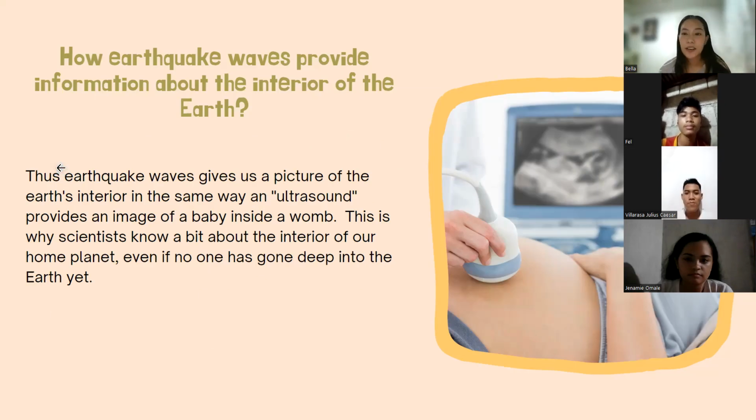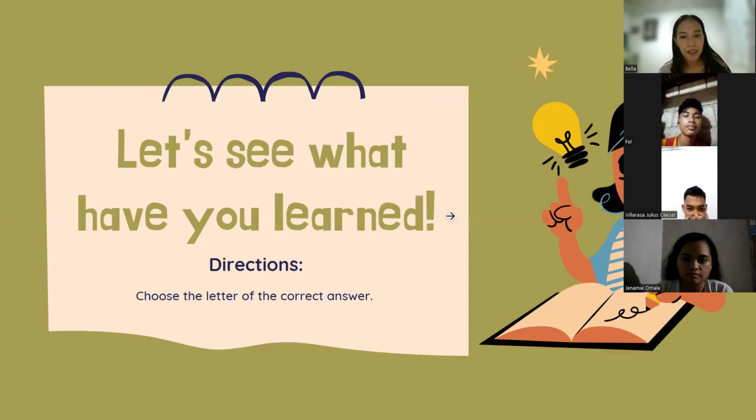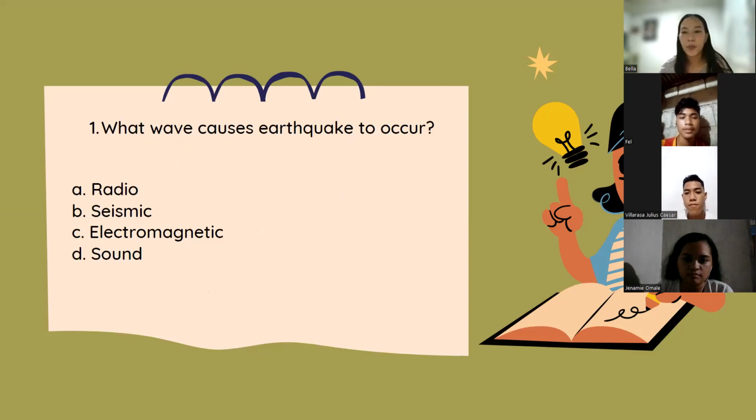To see what you have learned in my discussion, I have here a 5-item quiz and the direction is: choose the letter of the correct answer. Okay. So number 1. What waves cause earthquakes to occur? A. Radio, B. Seismic, C. Electromagnetic, or D. Sound.